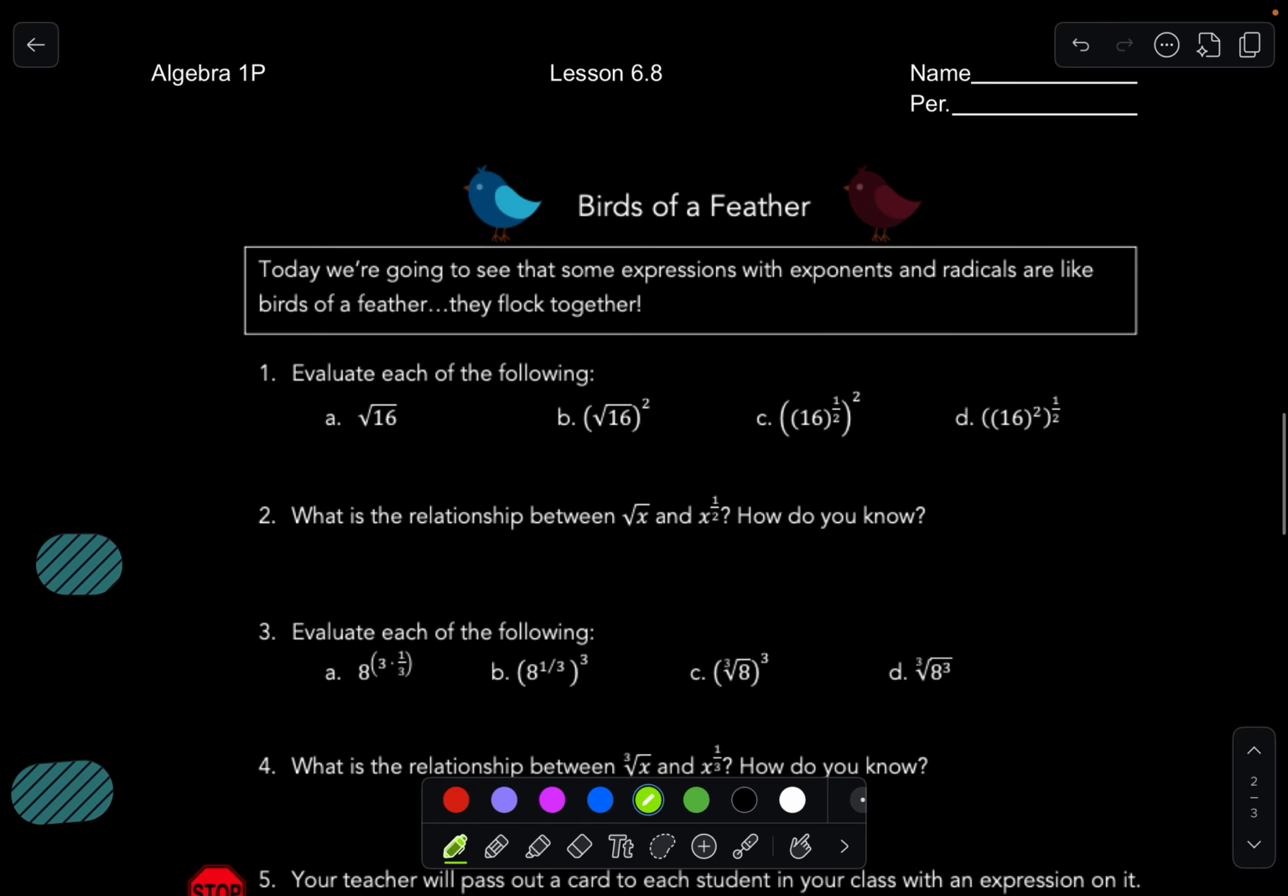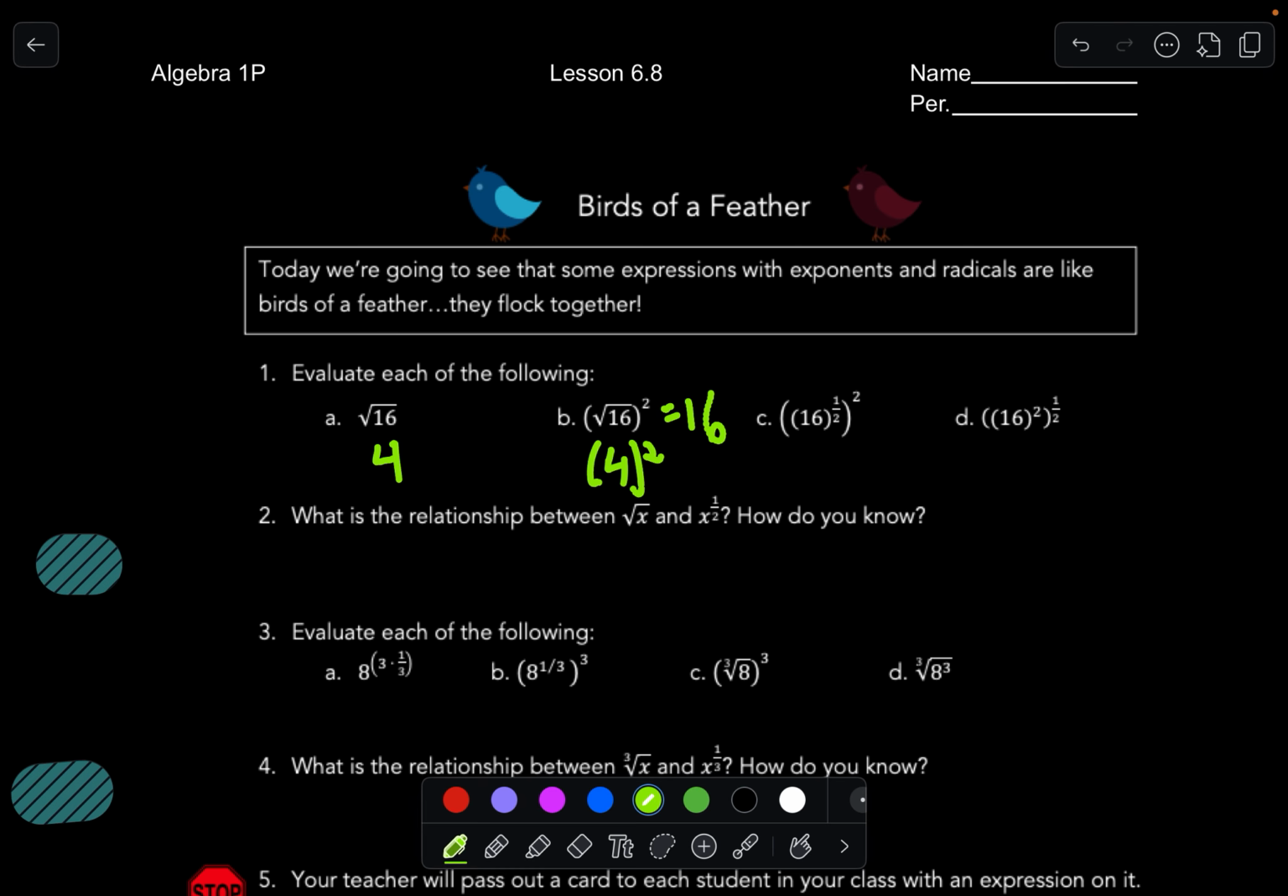Now, they ask you to evaluate each of the following. So pause and do this. Okay. Square root of 16 is 4. Square root of 16 squared is, well, we know the square root of 16 is 4, so that's 4 squared. That equals 16. Notice it's just what's inside the radical.